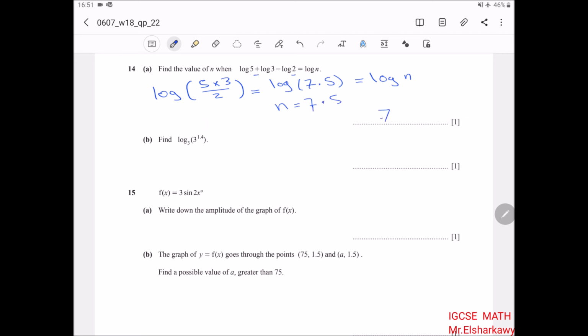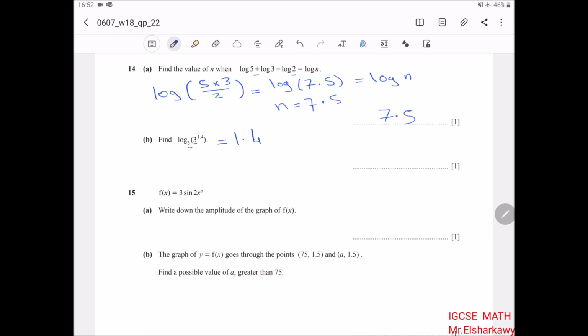Part B, find log base 3 of 3 to the power of 1.4. So here the base of the log and the base of the number 3 are the same. So the answer of this is basically 1.4. Here they cancel each other out and the answer will be left with 1.4.